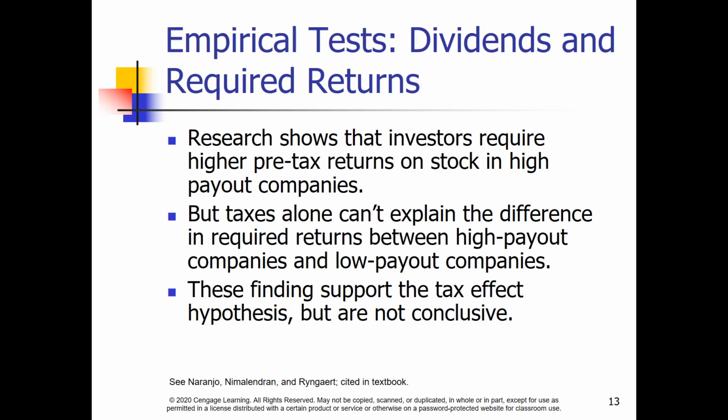Clearly, these are competing theories. It doesn't matter. High is better, low is better. So which is supported empirically? There is some support for the tax theory.